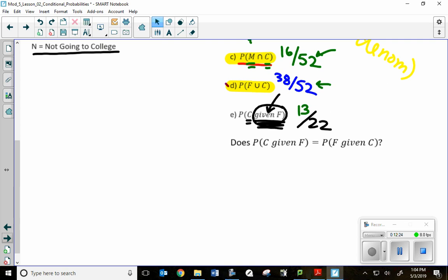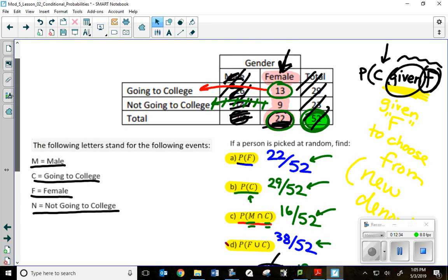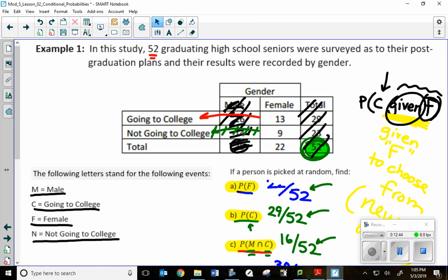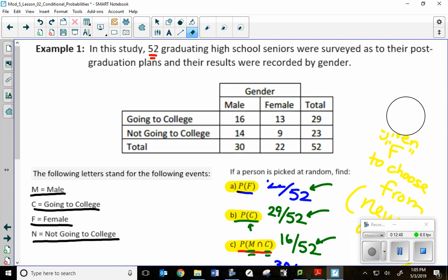I told you I was going to use the word given a lot. Okay, given. There you go. It's one more. So, really, really important. Whatever they give you, in this case it's females, that's the only thing that matters. I'm given. My probability should be out of this 22 right here. All right, so let's erase all this and do something else now.